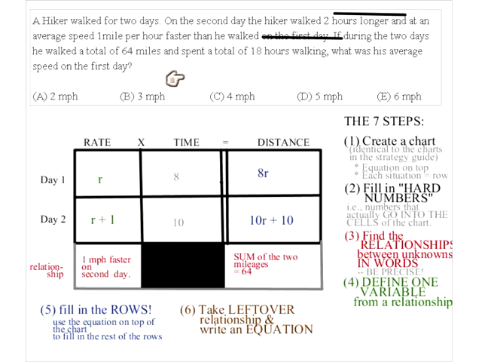You usually wind up with one set of hard numbers, then you wind up with two relationships. One of them gives you a variable, and the other one gives you an equation. So in this case, it's the sum of the two mileages is 64. So you just write an equation based on that. Let's do that. There's not a lot of space left on the screen. But sum of mileages is 64. So that means that 8R plus 10R plus 10 equals 64.